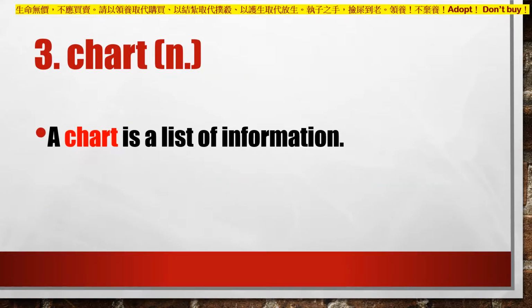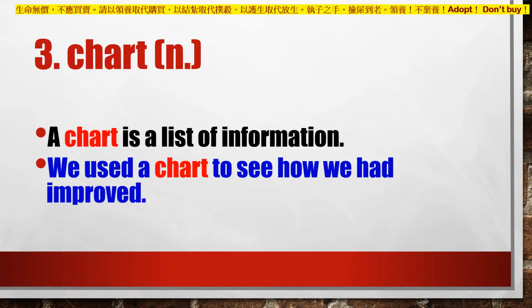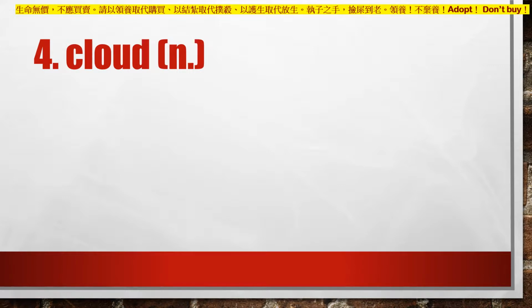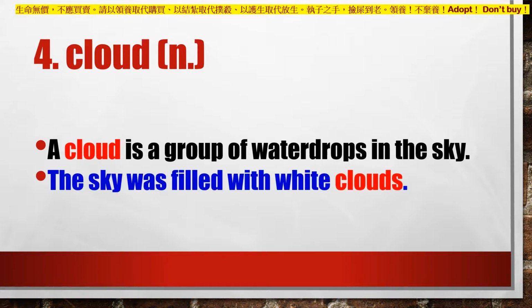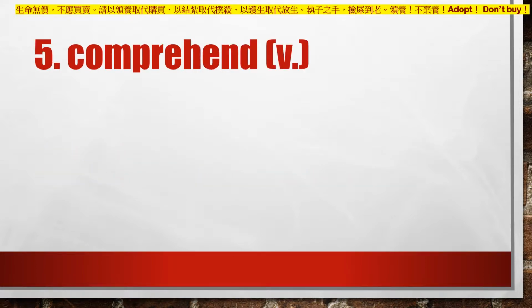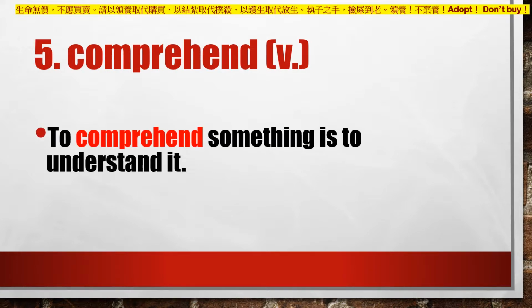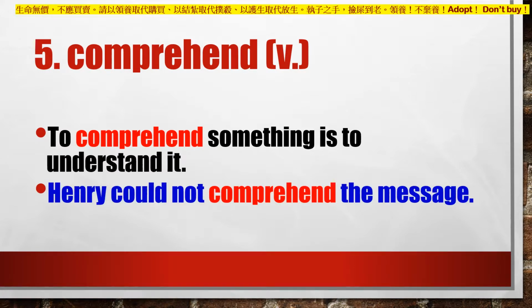Chart. A chart is a list of information. We used a chart to see how we had improved. Cloud. A cloud is a group of water drops in the sky. The sky was filled with white clouds. Comprehend. To comprehend something is to understand it. Henry could not comprehend the message.